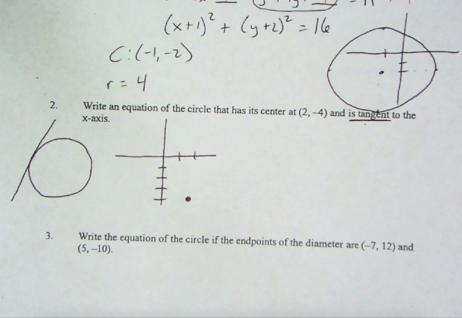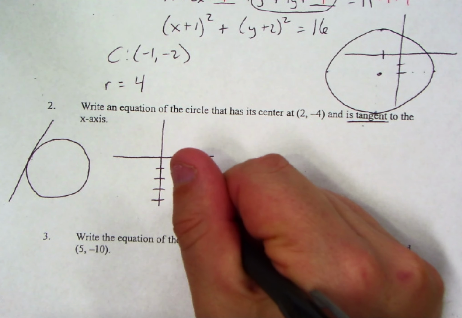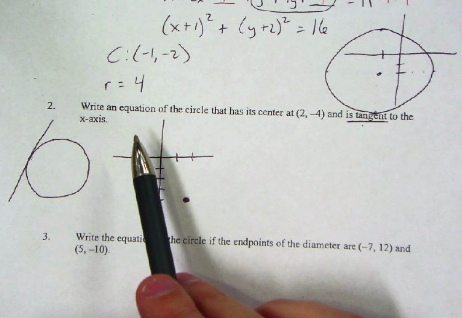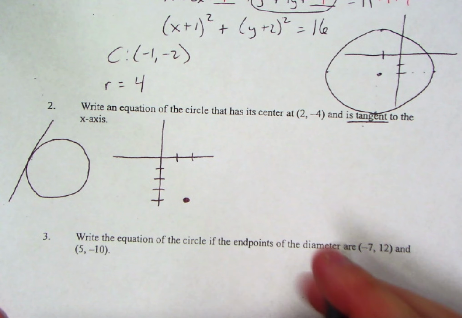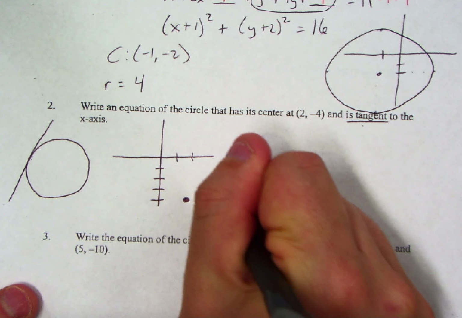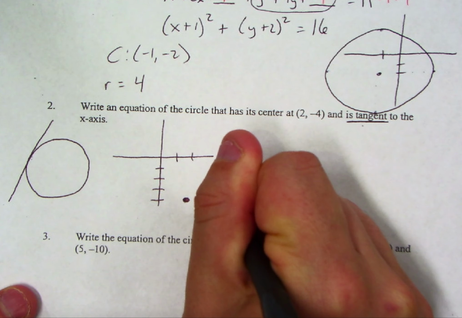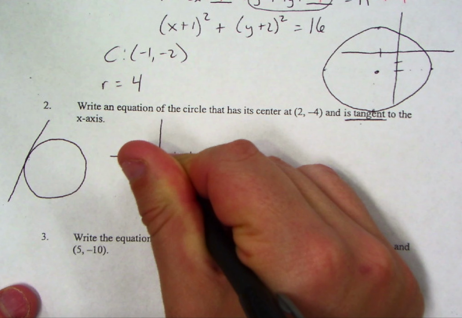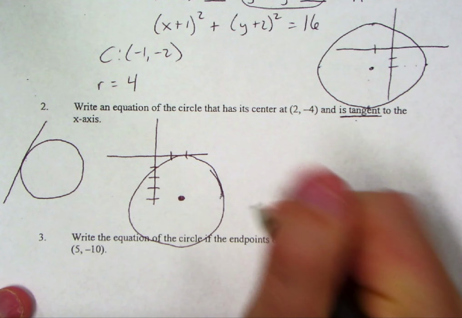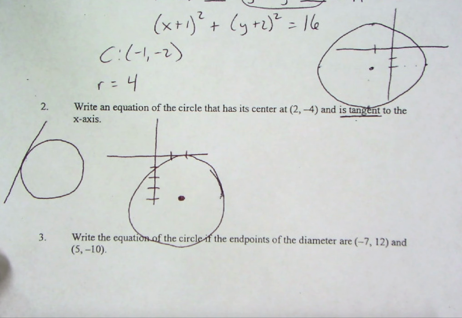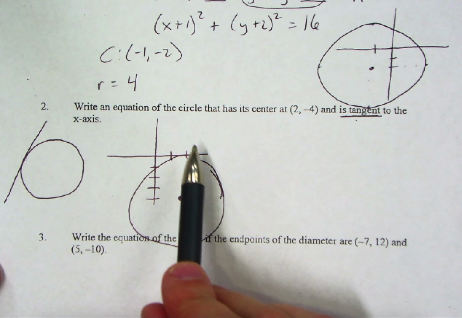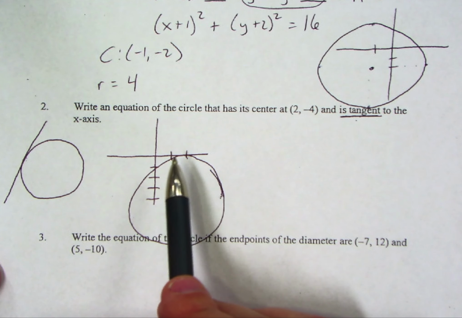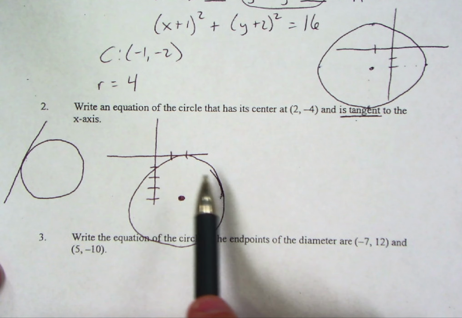So that's the center. Then it says the graph is tangent to the x-axis. Tangent to the x-axis. That means when I draw my circle, it's going to look something like this. I don't know exactly what it's going to look like, but I know that it's just going to hit the x-axis and then curve back down. It's going to look something like that. That's what it means to be tangent to the x-axis. It's not going to go above the x-axis. It's not going to stay below it. The circle is going to hit the x-axis, and that's where it's going to curve back down.